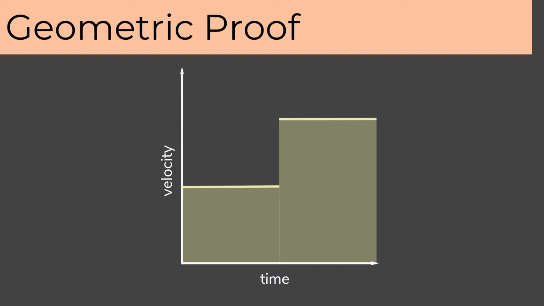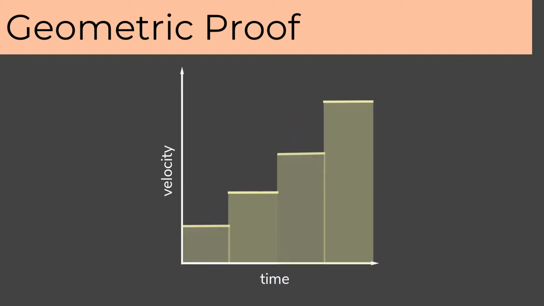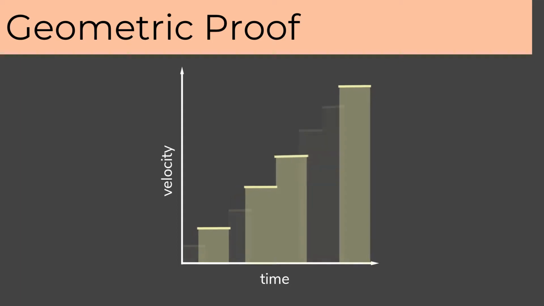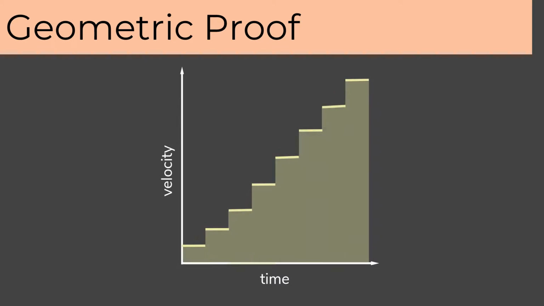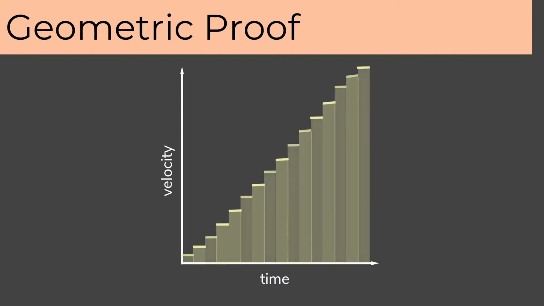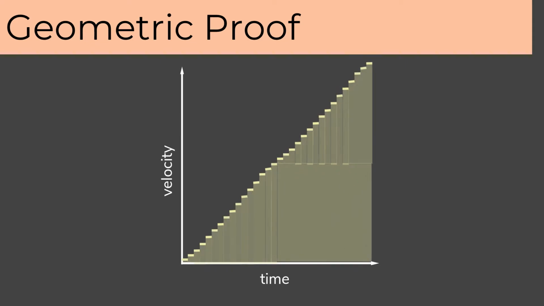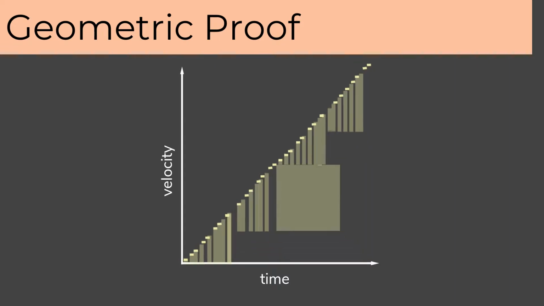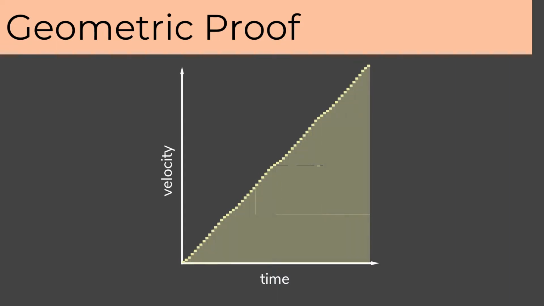If we change our speed 4 times, then we have to break our journey up into 4 parts, which is equivalent to finding the area of each of the 4 bars and adding it up. The same can be applied if we change speed 8 times, or 16, or 32, or 64. Notice that as we go on, the shape becomes closer and closer to a triangle.